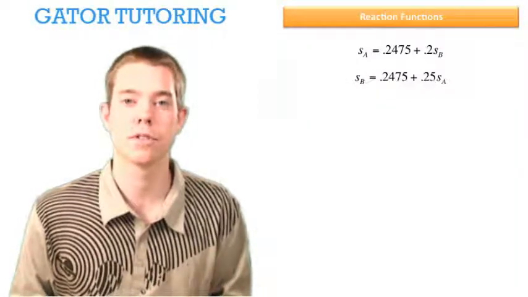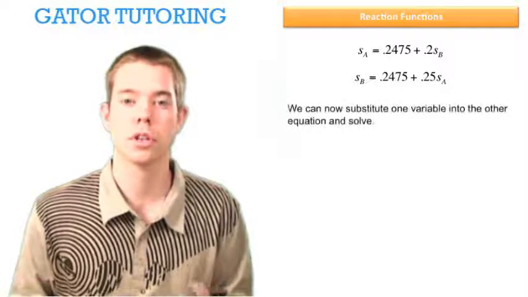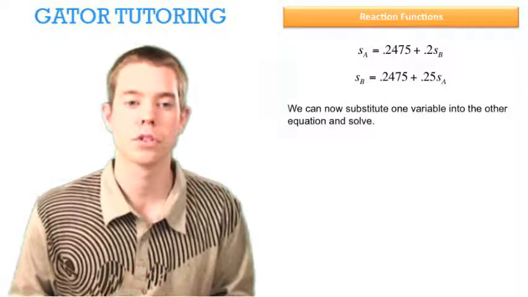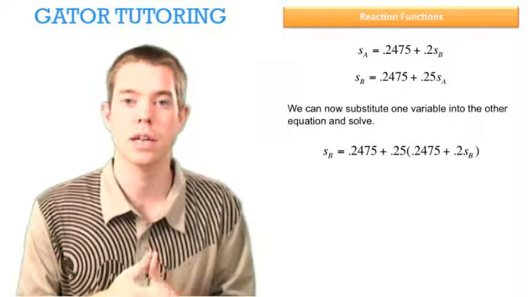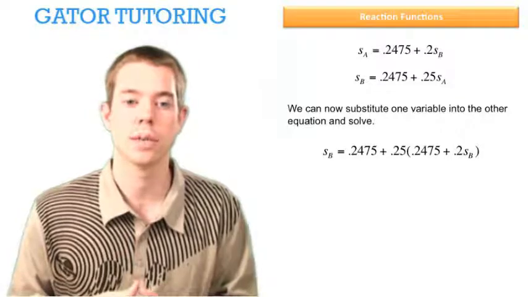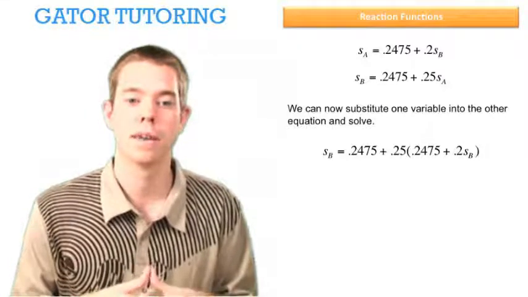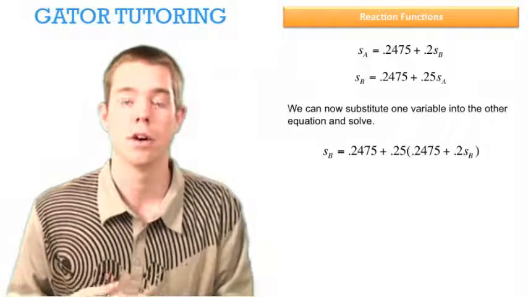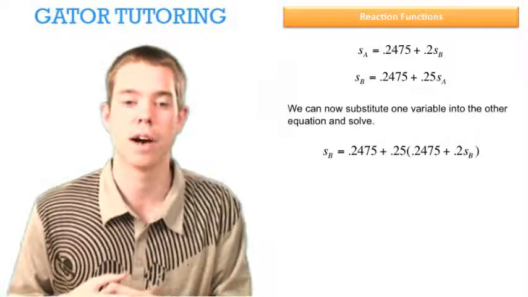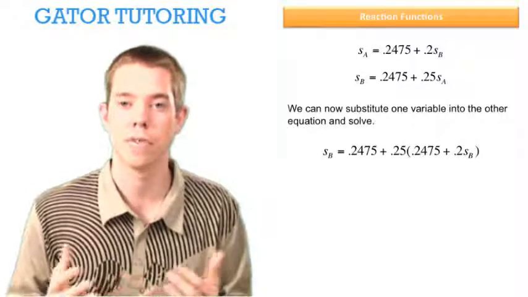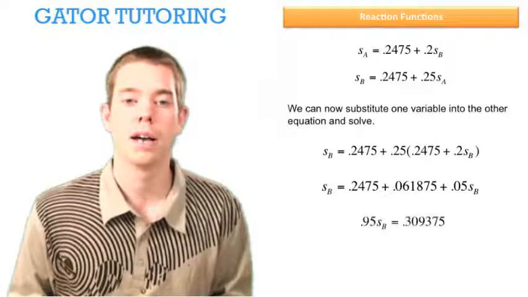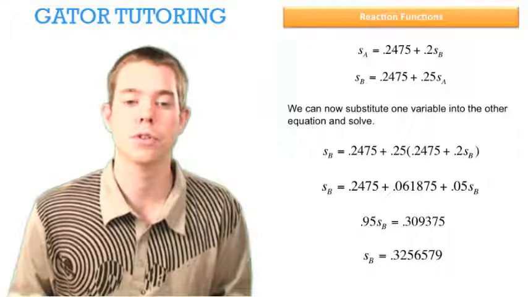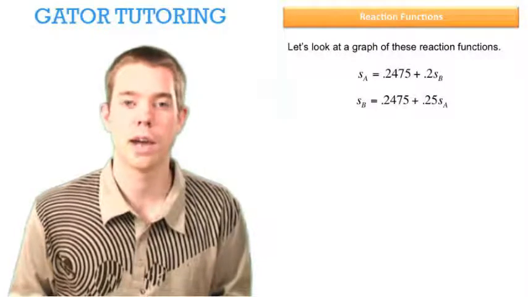Now that we have both reaction functions, we can use substitution to solve for one variable. So I just chose to substitute A's reaction function into B's reaction function. So SB is equal to 0.2475 plus 0.25 SA, where SA is equal to 0.2475 plus 0.2 SB. So now I have one variable and I'm able to solve. Doing some algebra, I simplify and I find that SB is equal to 0.3256579.